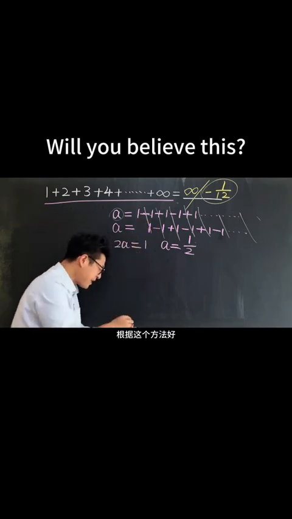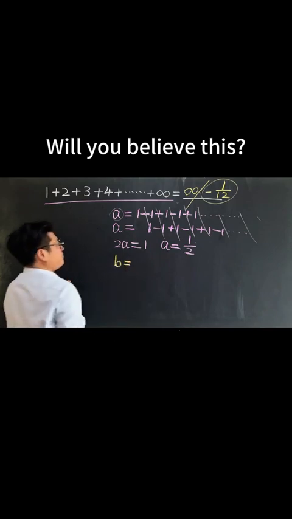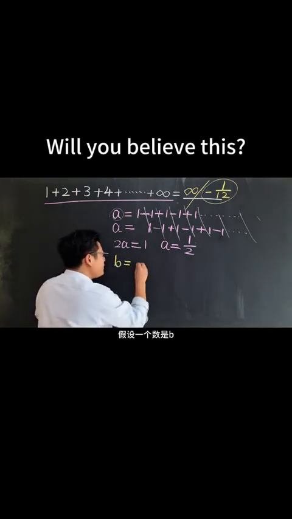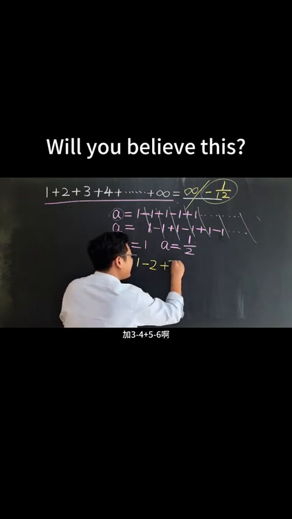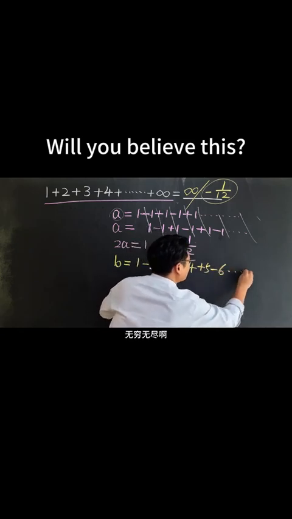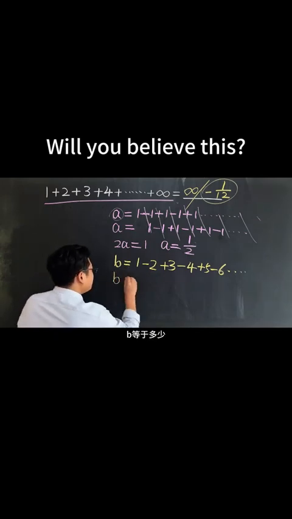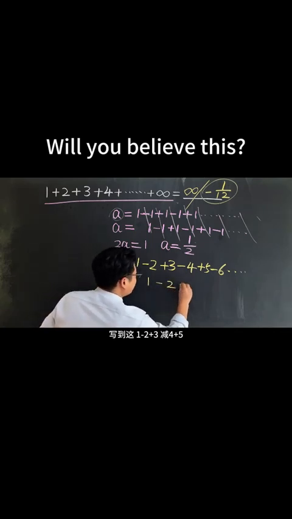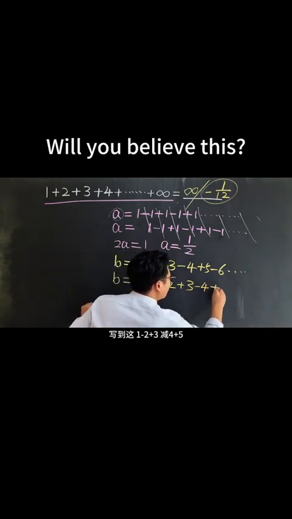Using this method, let's derive the second equation and see what this number equals. Now, some students might ask, what does this have to do with it? Let's say the number is B. It's 1 minus 2, pay attention, now it's 2, plus 3 minus 4, plus 5 minus 6, and so on endlessly. What does it equal? Still, we use the method of staggered addition. Offset by one position. Write it here: 1 minus 2 plus 3 minus 4 plus 5, and so on without end.